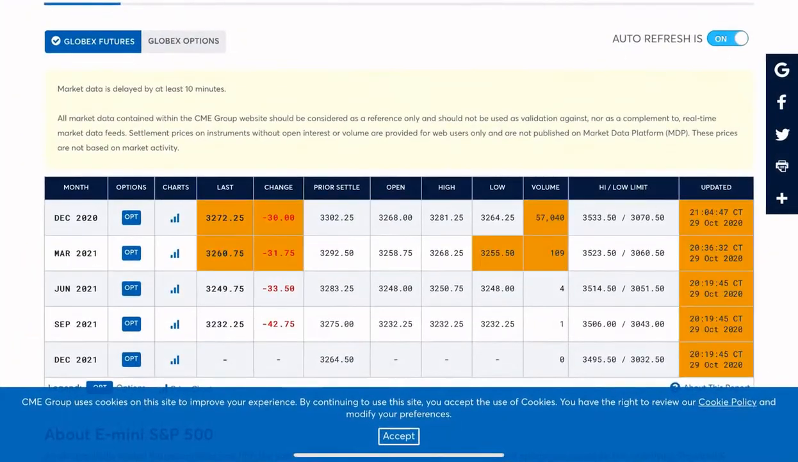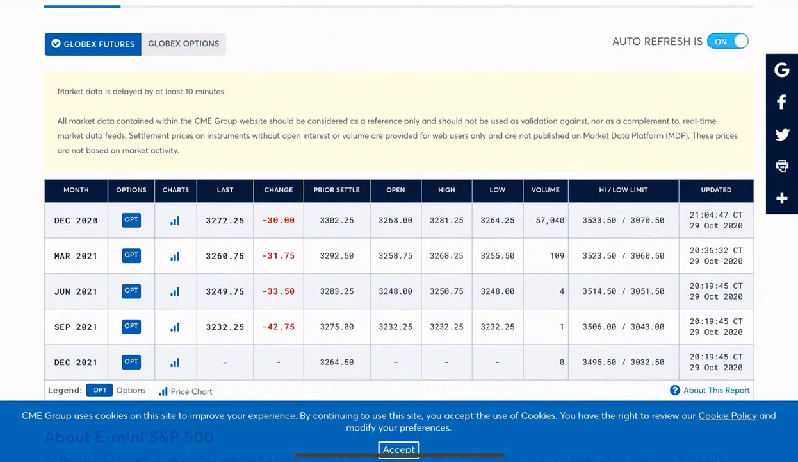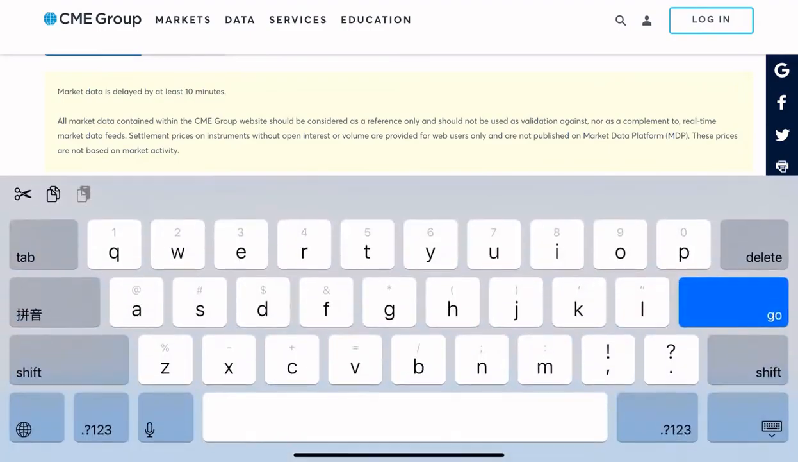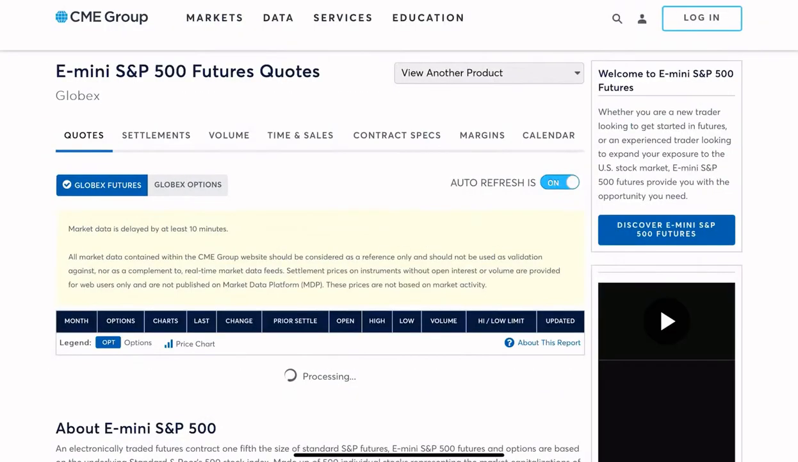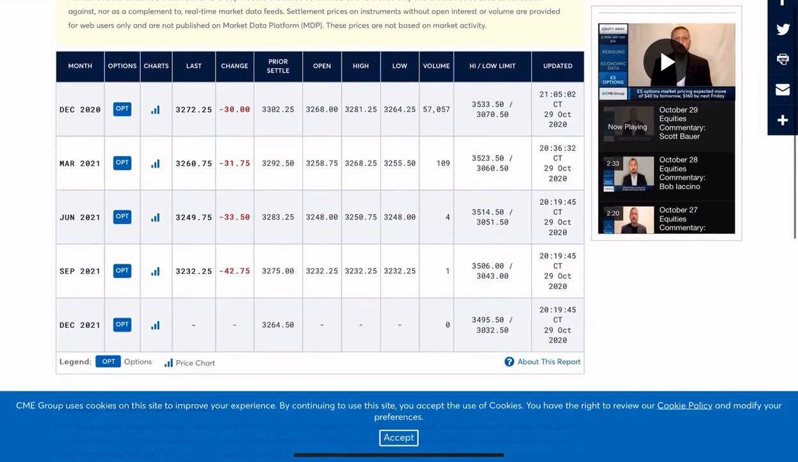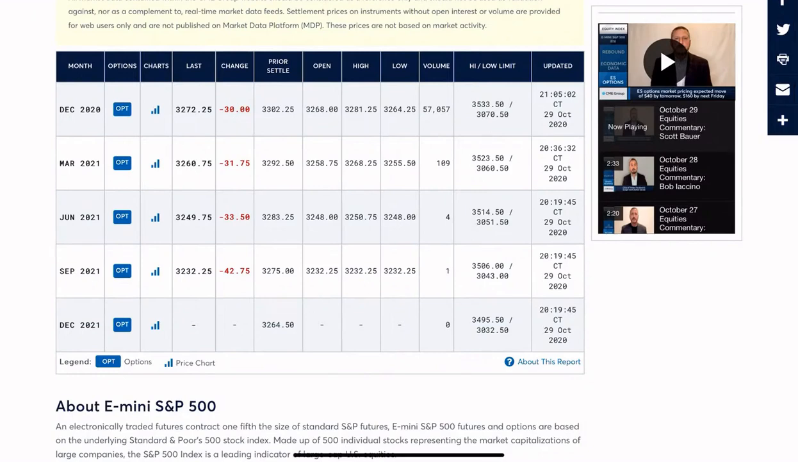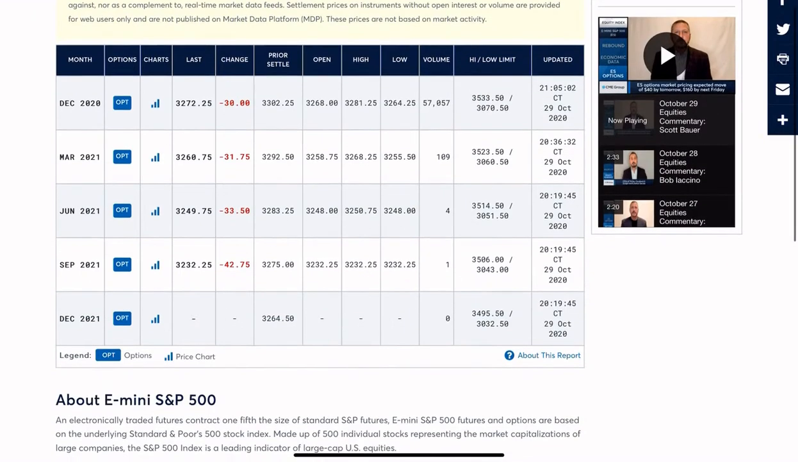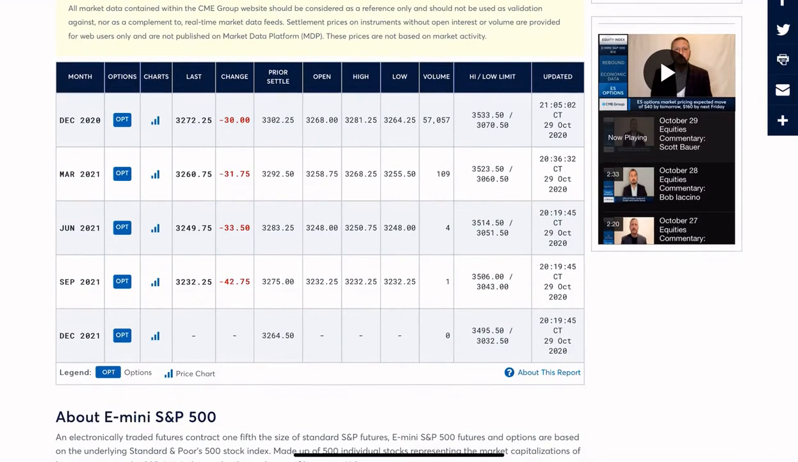And if you look at different futures, let's go to CME's website. Let me refresh this. So if you refresh this, now what you can see here is you're having different futures based on this S&P 500. You can see that December 2020 price is 3272. March 2021, you get 3260. And June 2021, you have 3249. And September 2021, you have 3232.